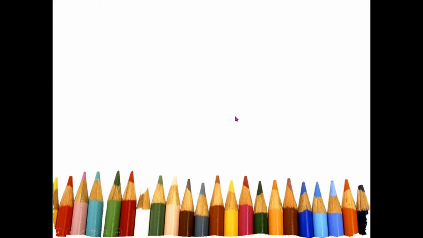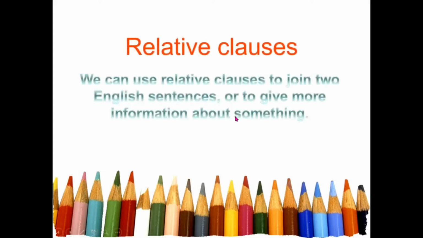A relative clause. So let's know what is the relative clause. The relative clause is a clause that we use in order to join two English sentences or to give more information about something. جمل الوصل. Relative clauses means جمل الوصل. Why do we use it? We use it in order to join two English sentences.